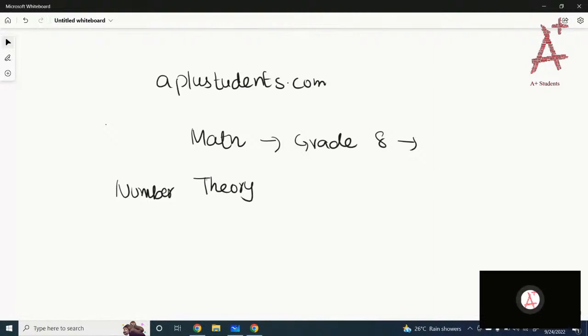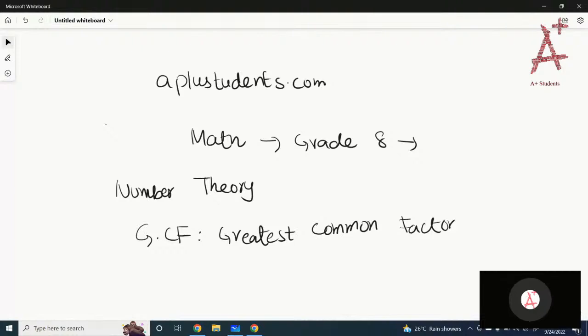We're going to start with the topic that is GCF, greatest common factor. Please grab a notebook and pencil so that you can note down important points. Start with the lesson that is greatest common factor.